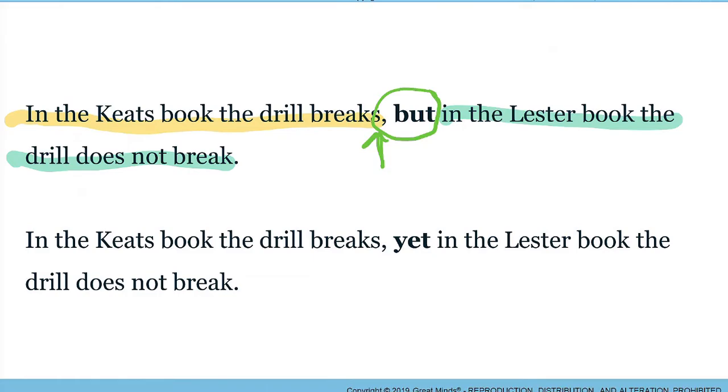Another conjunction that we didn't talk about, but we could use, is the word yet. In the Keats book, the drill breaks. Yet in the Lester book, the drill does not break. So it shows the two differences in the stories.